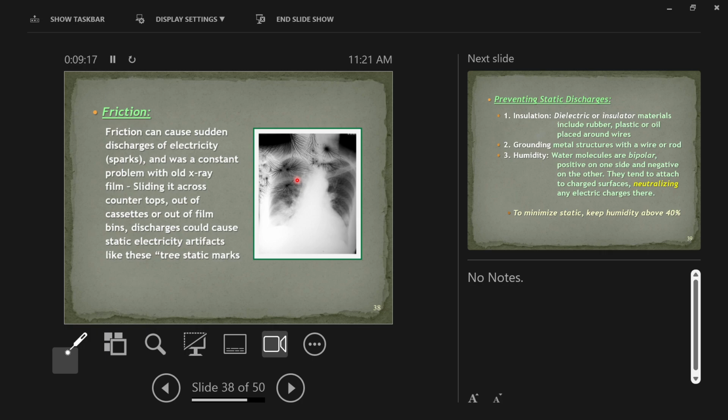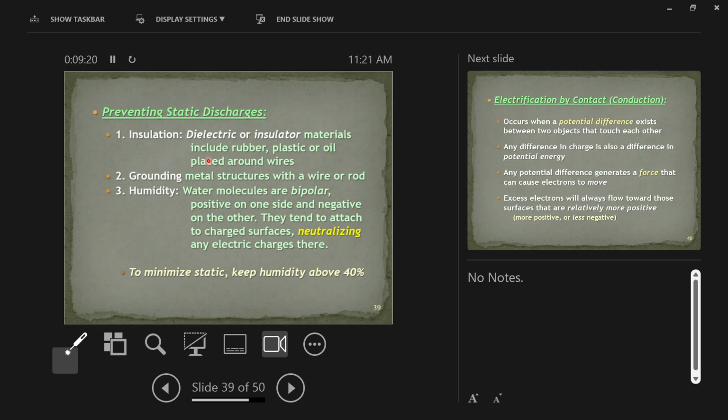We don't have this type of issue any longer with digital. How do you prevent static electric discharge? Well, you can insulate something. Dielectrics, also called insulators, are materials including rubber, plastic, or oil placed around wires. That's why all the wires are rubber coated. You can ground something, grounding structures to the literal ground with a wire or rod, grounding your electric devices to a grounded plug outlet, right? That's why our plugs have 3 prongs on them, and a good chunk of the electric devices you use have 3 prongs, with the round prong on the bottom being the grounding wire.